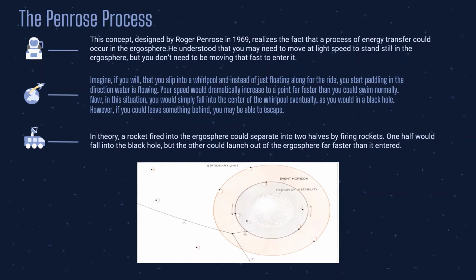Now, in this situation, you would simply fall into the center of the whirlpool eventually, as you would in a black hole. However, if you could leave something behind, you may be able to escape. In theory, a rocket fired into the ergosphere could separate into two halves. By firing rockets, one half would fall into the black hole, but the other could launch out of the ergosphere faster than it entered.